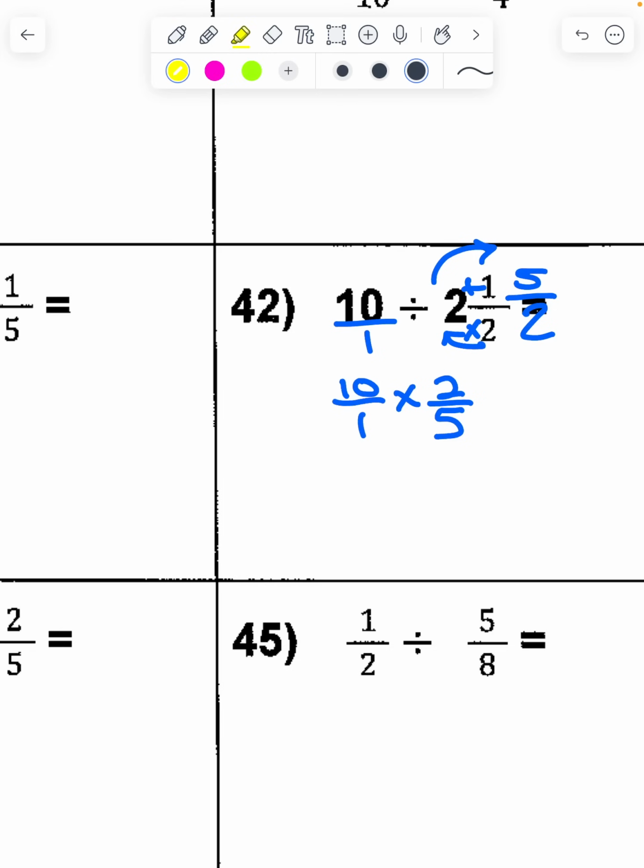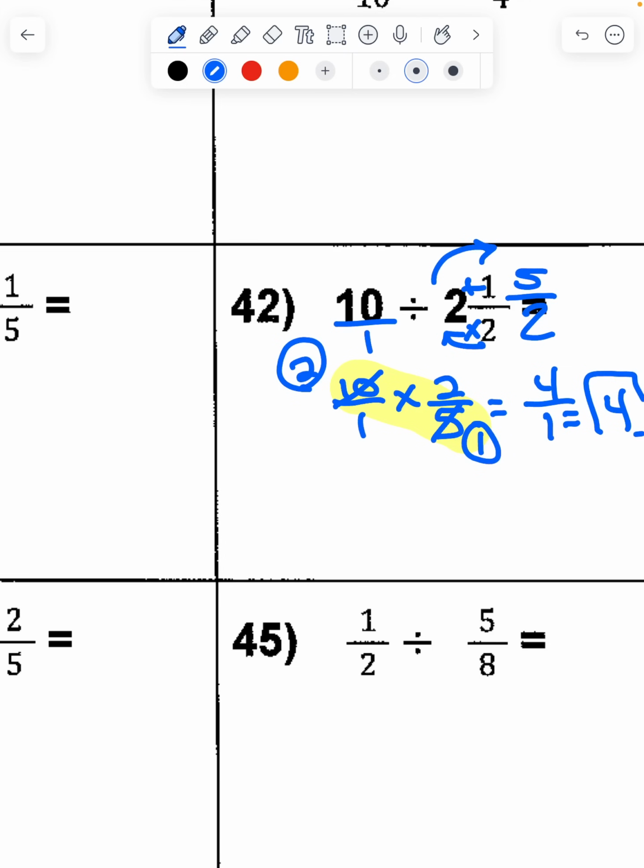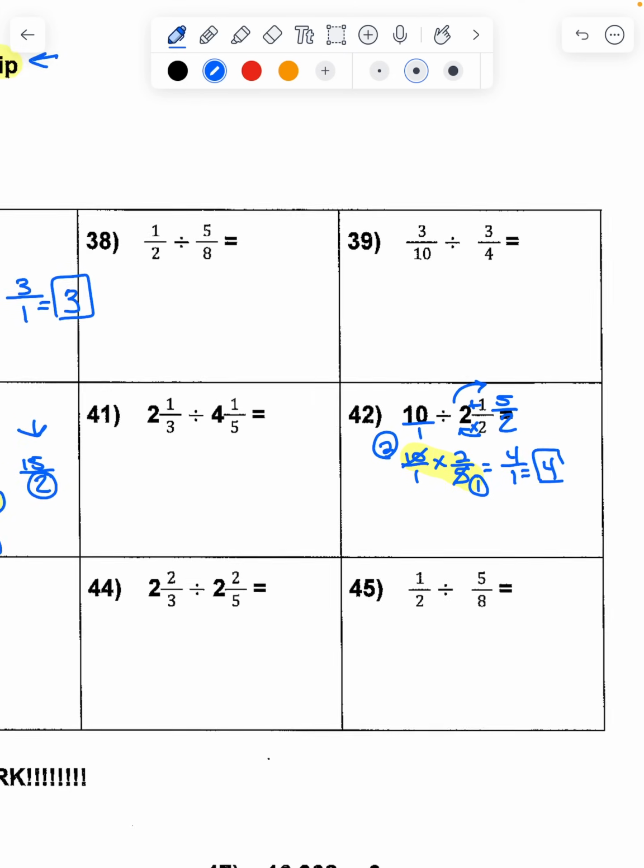Keep, switch, flip. Alrighty, now we can cross cancel. I know that 5 goes into 5 once and 5 goes into 10 twice, so we can simplify and multiply straight across. 2 times 2 is 4, 1 times 1 is 1, and 4 divided by 1 is 4.